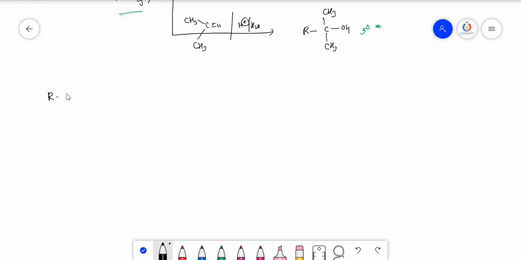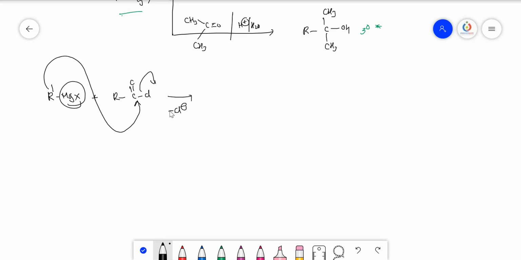I'll take the RMgX Grignard reagent, R' here, and let us take RC=OCl. The Grignard reagent carbon always attacks the carbonyl carbon and removes this chlorine in the form of Cl minus. The Cl minus combines with the MgX. If it is MgCl, it will form MgCl2. So later what we get is C=O with R'.